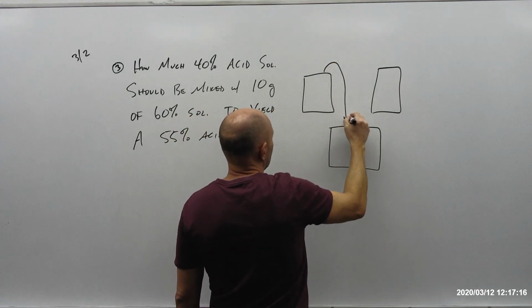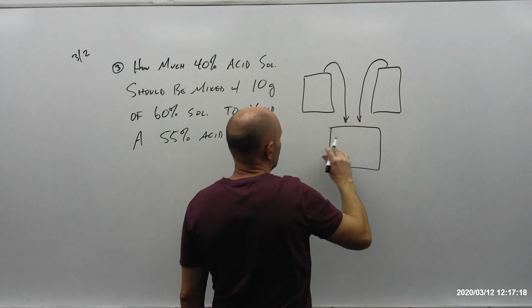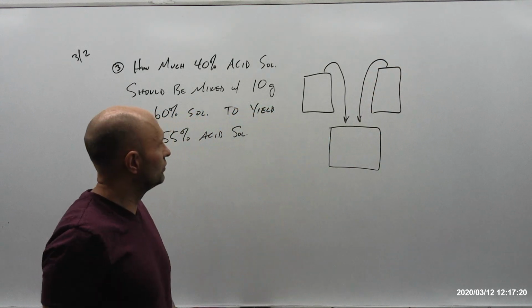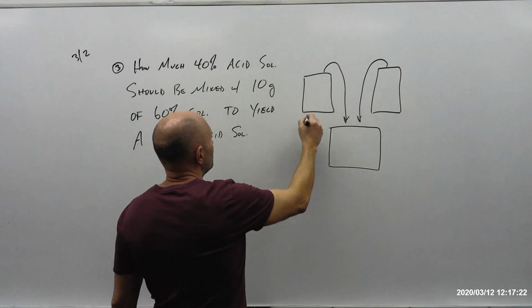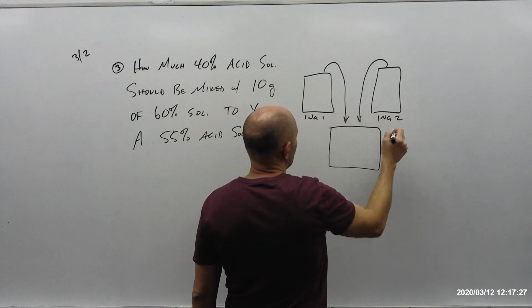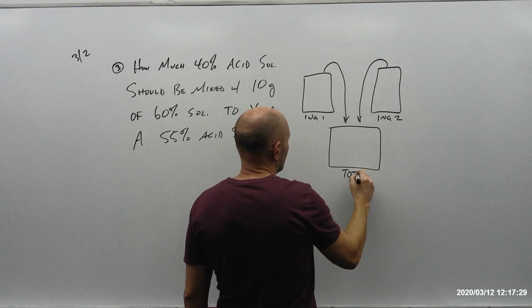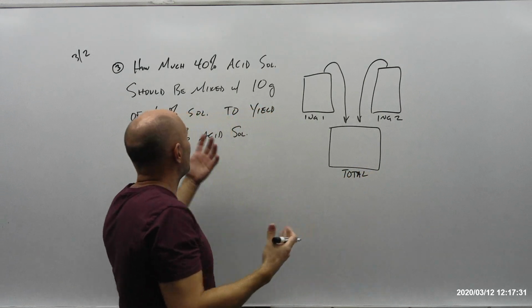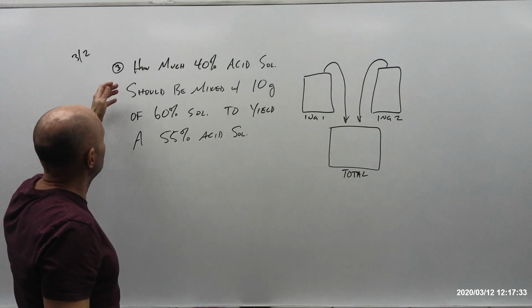This one is going to get poured into here with that one to give me my final solution. So this is my ingredient number 1. This is ingredient number 2. This is the total that I end up with. Now let's think about what this problem is saying.